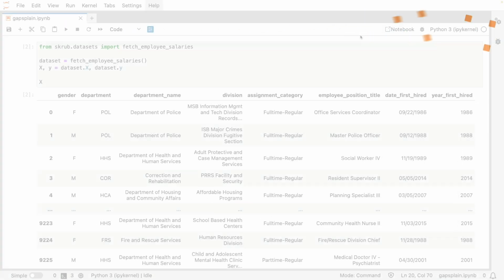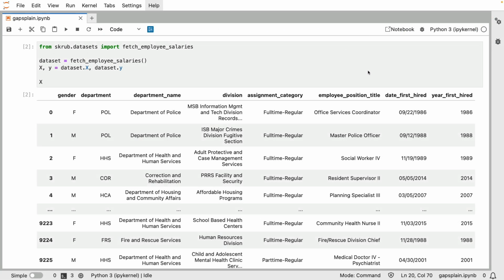Hi there. I have a Jupyter notebook in front of me over here, and I'm looking at a dataset that comes out of the Skrub library. In particular, this is a dataset that's all about employee salaries, and we are looking at the features that should go into a machine learning model. I also have the labels, which contain the salaries, but I'm ignoring that for now, because I want to talk about these features that seem to have some interesting characteristics.